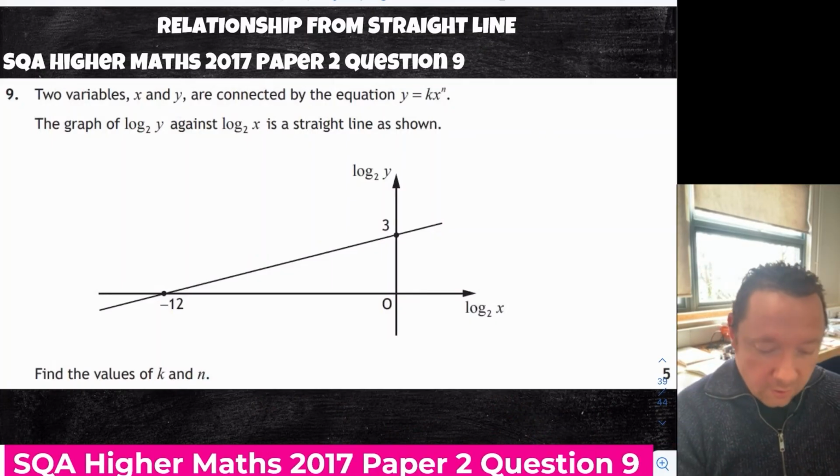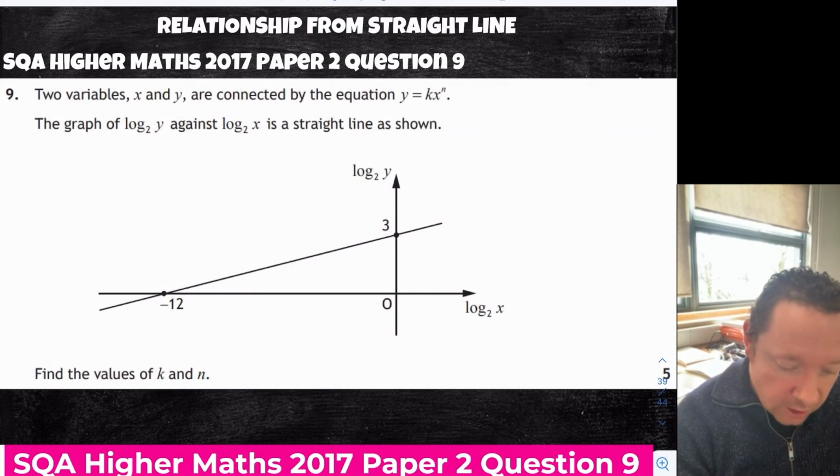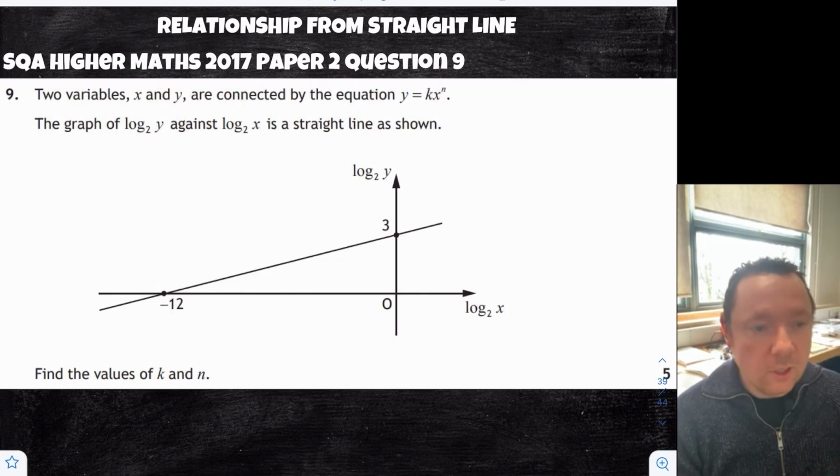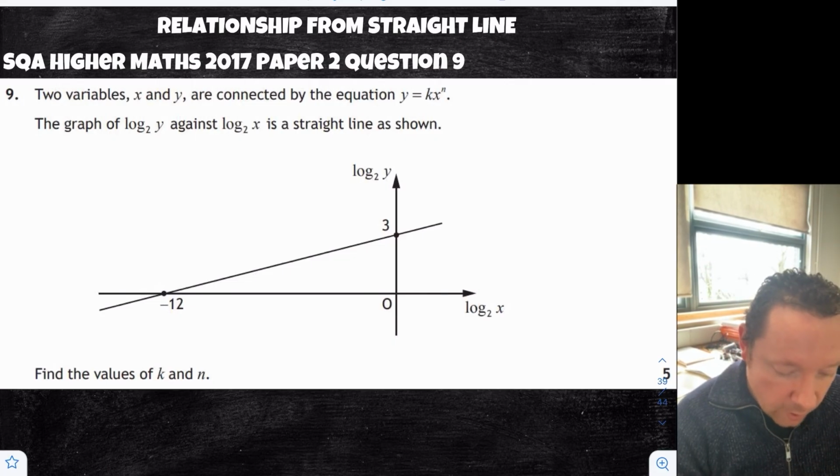Logs. Finding the relationship from a straight line. So in other words, changing the axis so that one or both become logarithmic axes, and then that makes a straight line, so we can work from there. So let's have a look at this question. Two variables x and y are connected by the equation y equals k times x to the power of n. The graph of log 2y by log 2x is shown. Find the values of k and n.